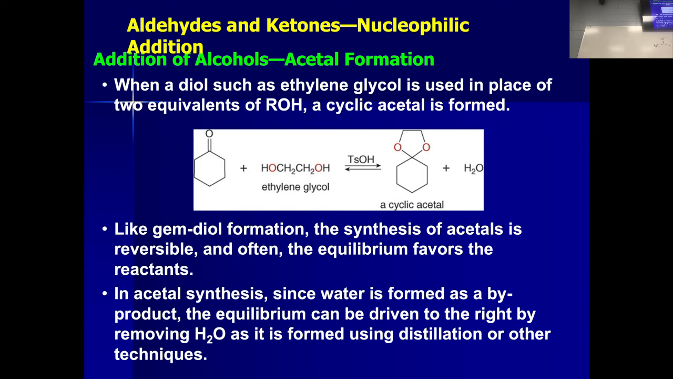We can also do these reactions where the 2 alcohol groups are part of the same molecule. Here's an example where we took cyclohexanone, so cyclohexane with a ketone. We take this molecule called ethylene glycol, which is just 2 alcohols connected together, and tosic acid, and we get this acetal. It's what's called a cyclic acetal. You make this 5-membered ring. The oxygens are still geminal, just like in a hydrate, except there are no hydrogens on the oxygens.